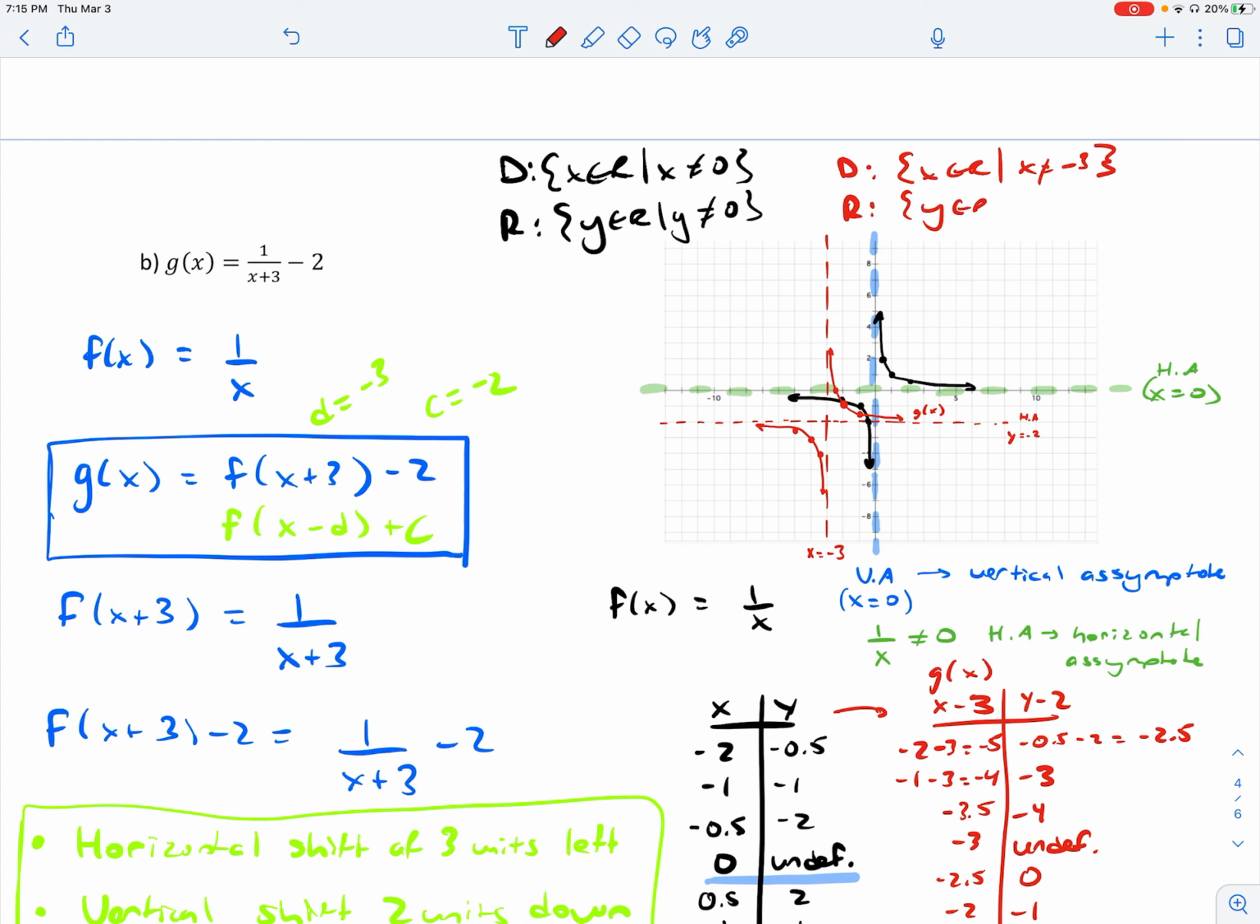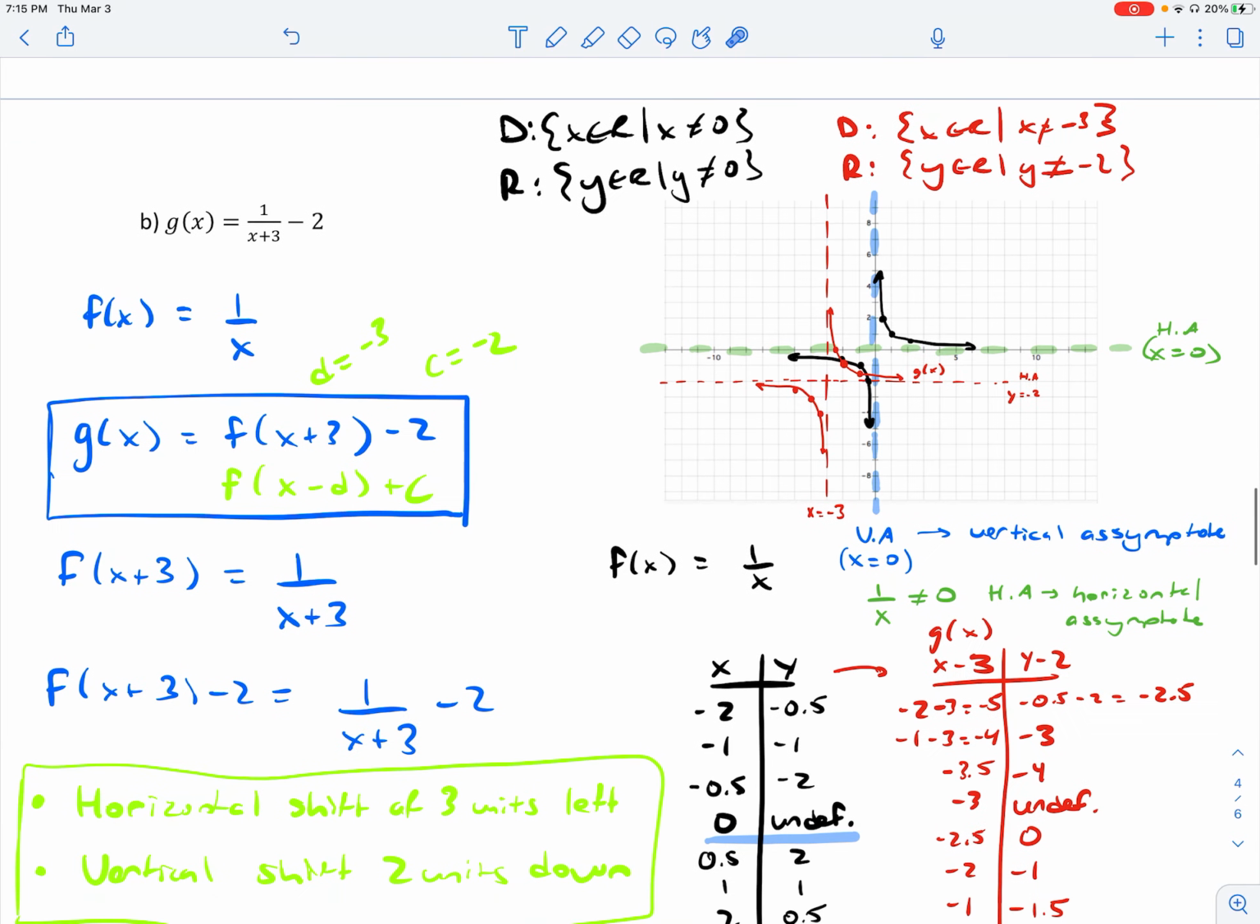And the range, y is an element of R, y cannot equal to -2. So remember, this shifted down 2 units, so we will have no y values at -2 for g of x. How does that tie into the equation? Well, if this can never equal 0, then g of x can never equal -2. Okay, so this number here ends up being our horizontal asymptote. And from our restriction in the denominator, that's how we get the VA. So this ties in with the domain, and this one ties in with the range.